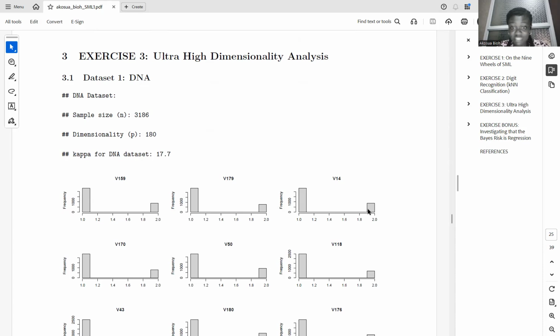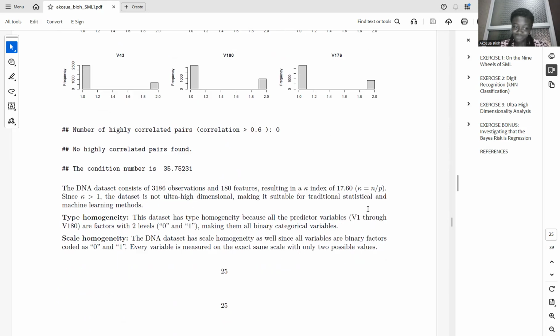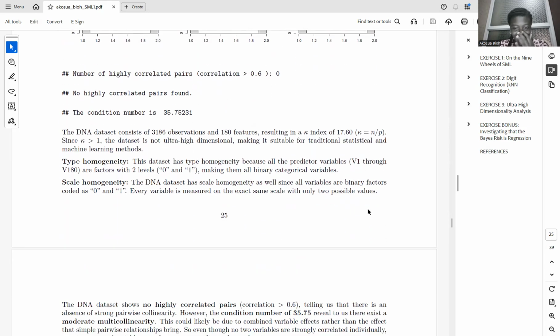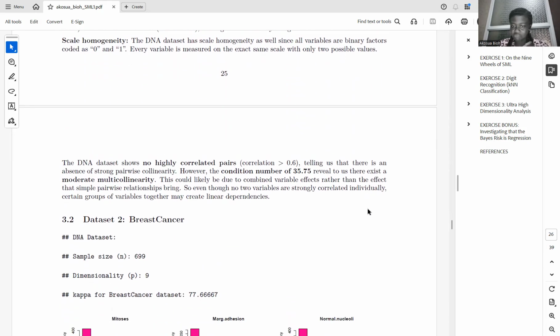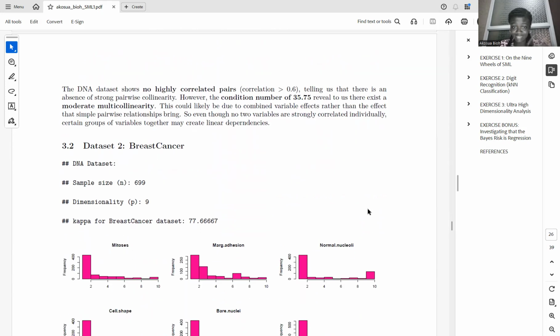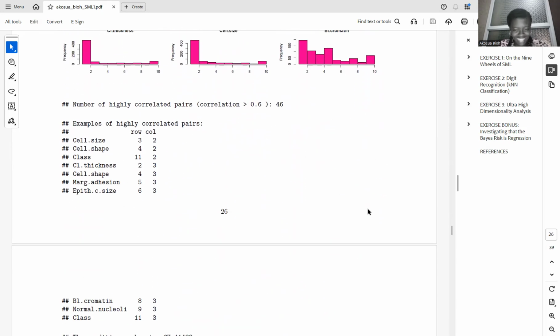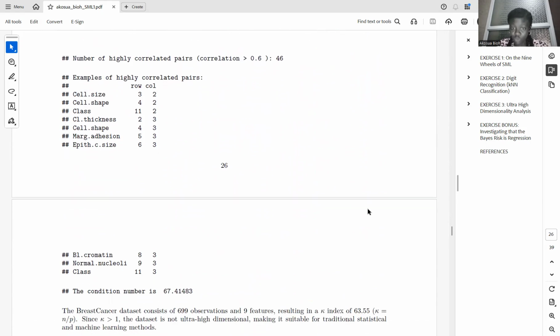It examines the data sets to understand multicollinearity and dimensionality. Some of the data sets, like the DNA, actually had a healthy kappa value. You go through it and see there were no strong correlations. Others, like the breast cancer and the spam data sets, showed highly correlated features and large condition numbers, which means multicollinearity.